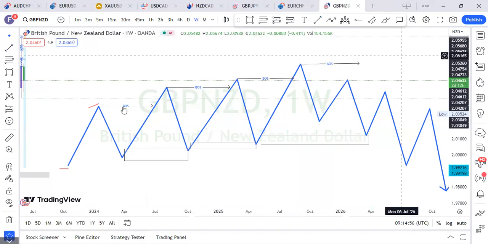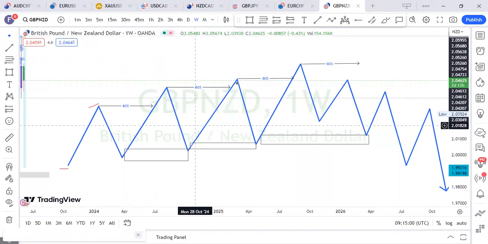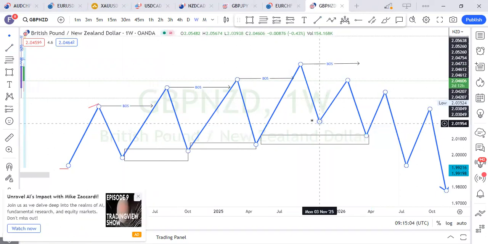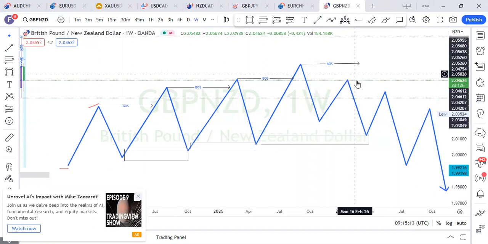Because from this level, the market kept on giving us higher highs and higher lows, higher highs, higher lows, higher highs, higher lows. But after the market got here, the market now refused to print a new higher high. The market now printed a lower high, which signifies that the market is about to give us a reversal. Does that make sense now?